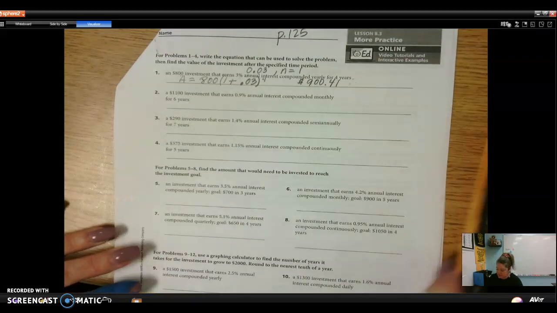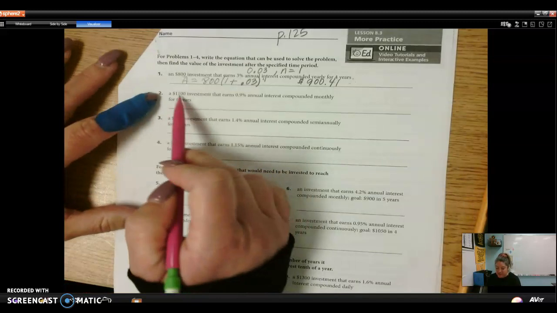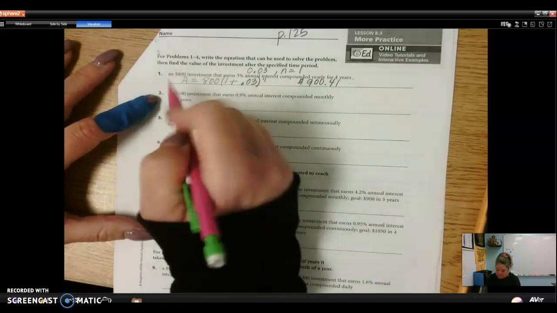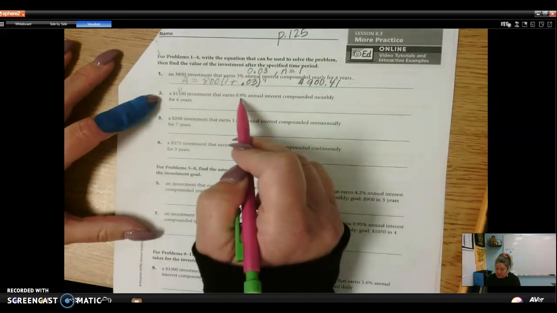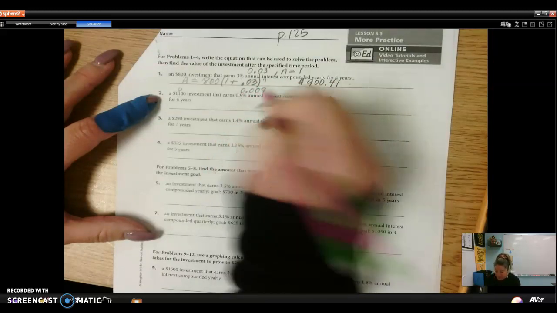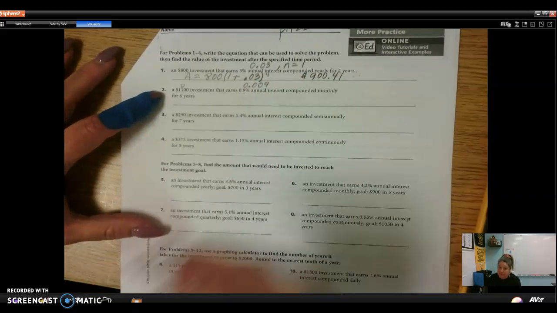All right, let's do the next one. Number 2. We have an $1,100 investment. So that's our principal amount. Okay, so here's P. It's going to earn 0.9% annual interest. Remember, as a decimal, that's going to look like this, okay?